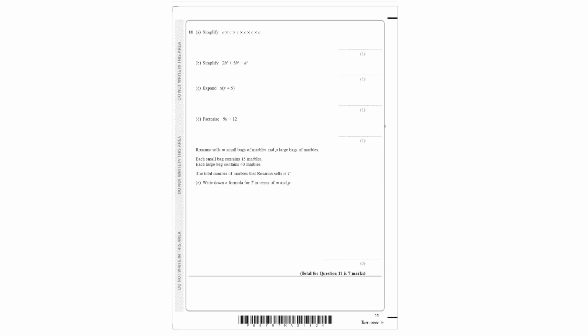Simplify c times c times c times c times c times c. When multiplying powers, these are all to the power of 1, we simply add them. So we get c to the power of 1 plus 1 plus 1 plus 1 plus 1 plus 1. So that's c to the power of 6.